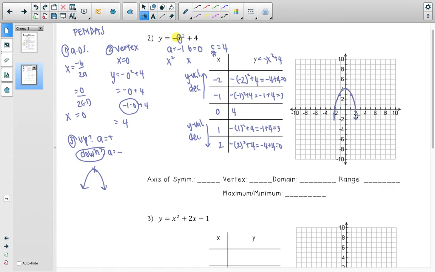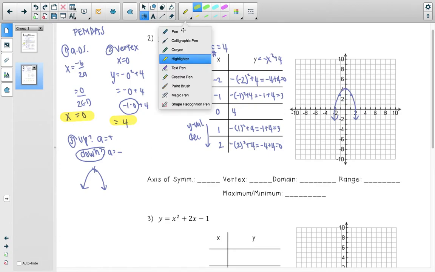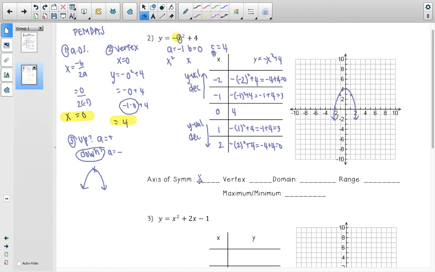to make our parabola. Now remember, if I'm moving too quick, you can pause the video and then catch back up that way. There's no problem with that. So let's fill in the blanks below and go over the information we have. First off, the axis of symmetry is x equals 0, and the vertex has a y value of 4. Let's highlight it better. Our vertex is right here.